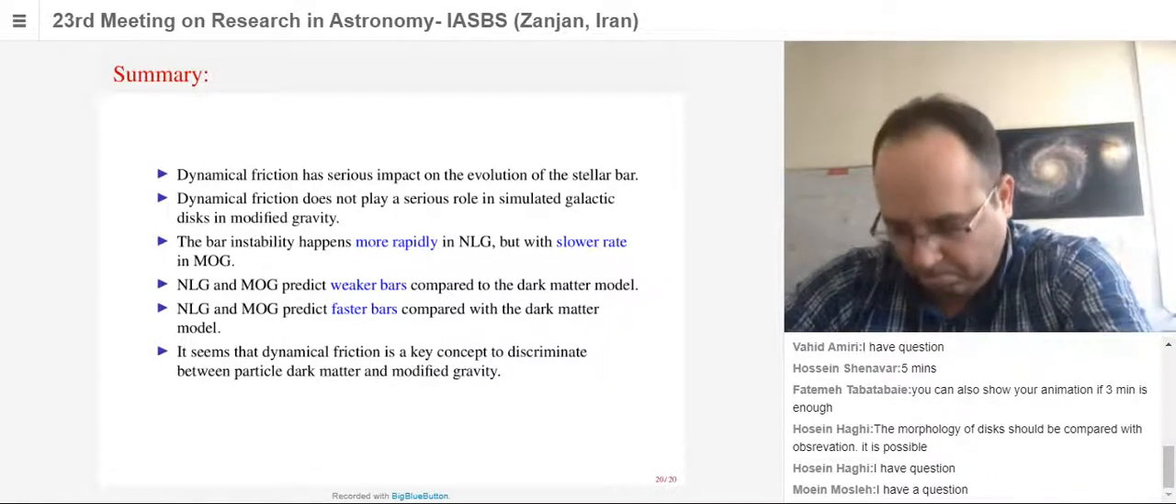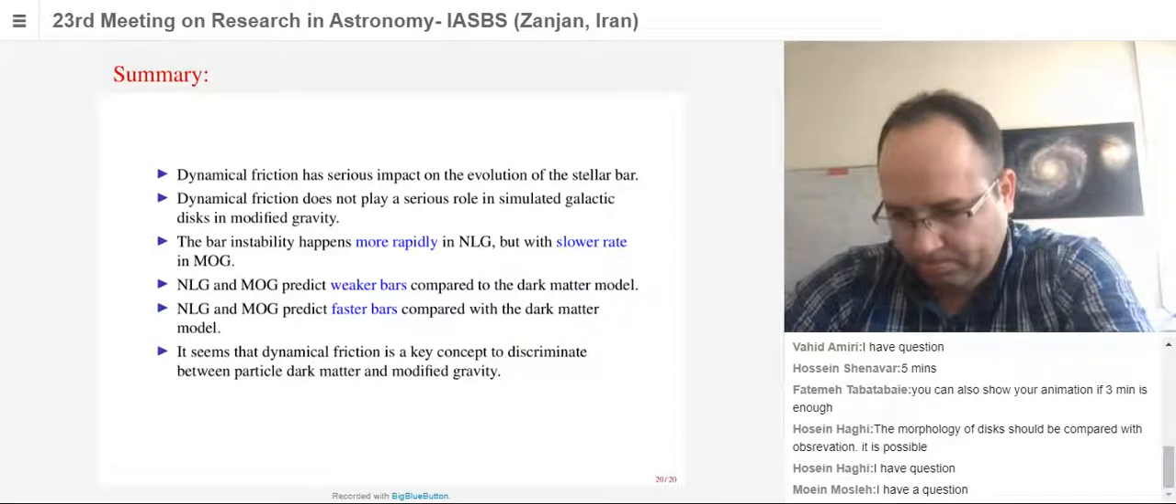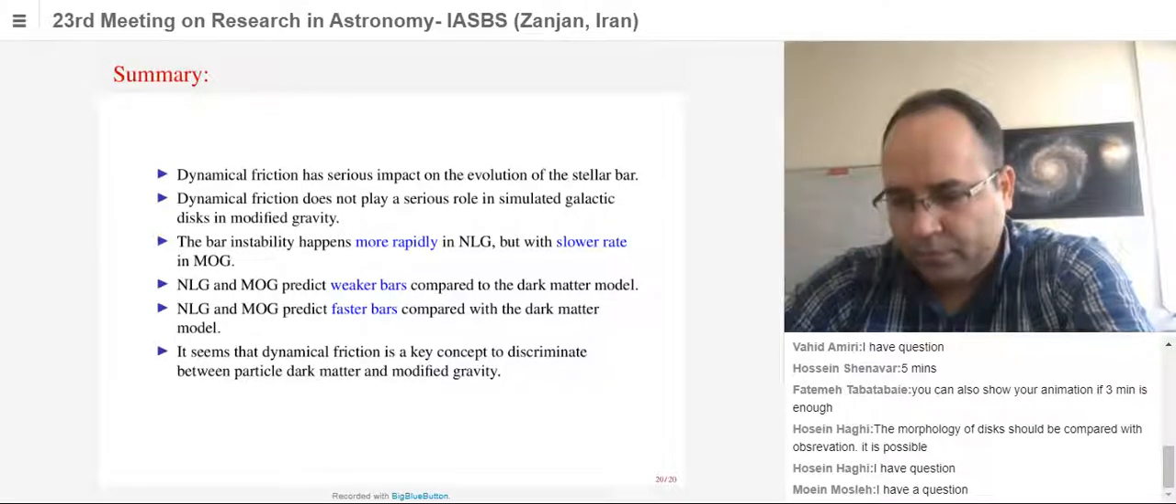But in general, I think bulge formation should be considered first, because it is observationally more interesting and more comparable, and then we go to the bars. I don't know if you have any comments on that.